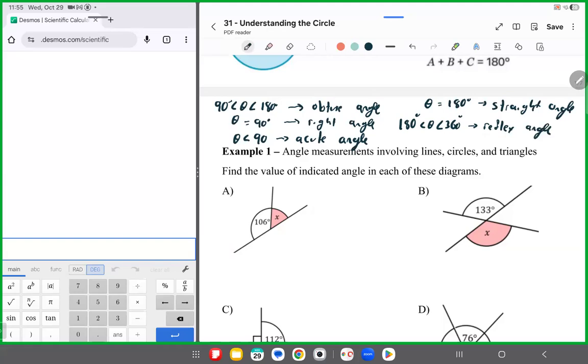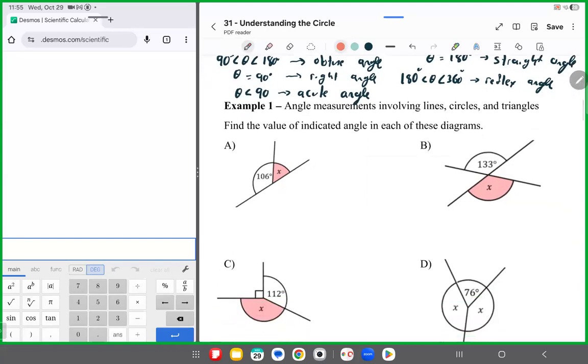Just some terms you may remember or may have forgotten, but this is to make it easier when we go ahead and solve these. For example A, when I talk about this angle of 106 degrees, that's an obtuse angle, and we wish to know the value of x. Well, we know that 106 plus x must add up to 180. So x will be equal to 180 minus 106.